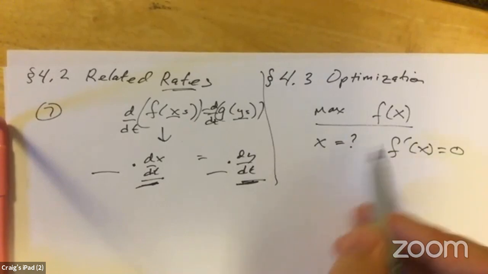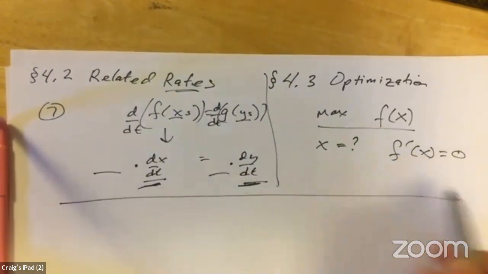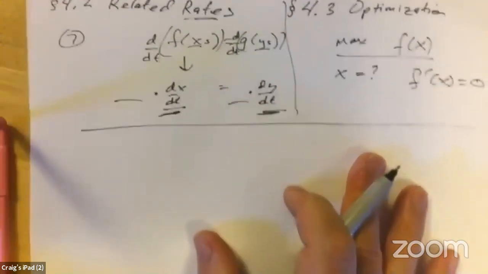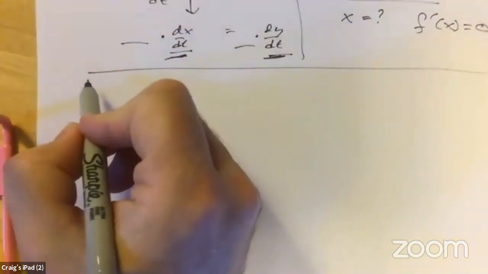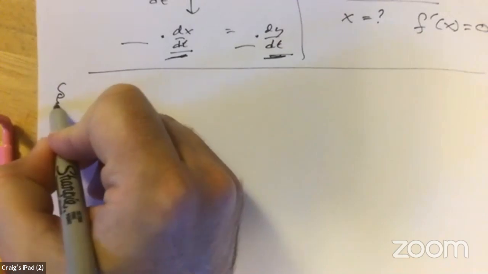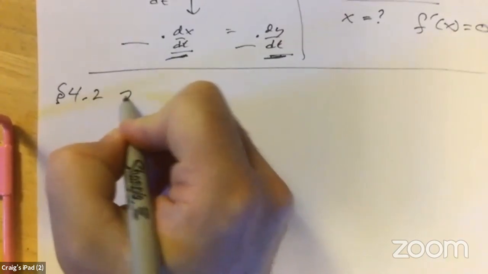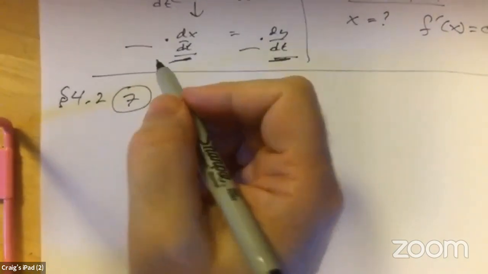Then you're going to use your first or second derivative test. Okay, so those are our two general tricks here. We're always just taking the derivative at some point. And so for section 4.2, the first problem is number 7. Let's see what that says.